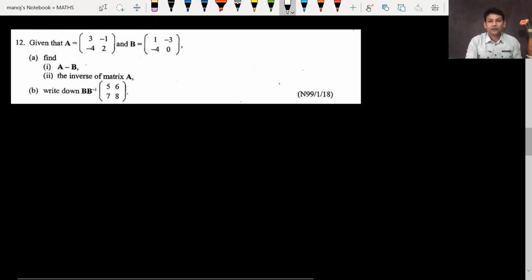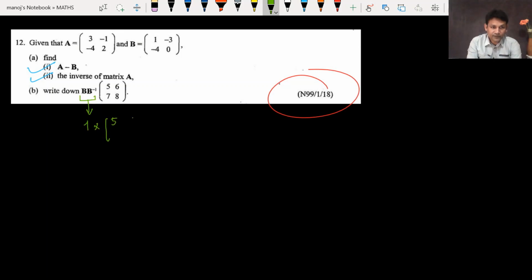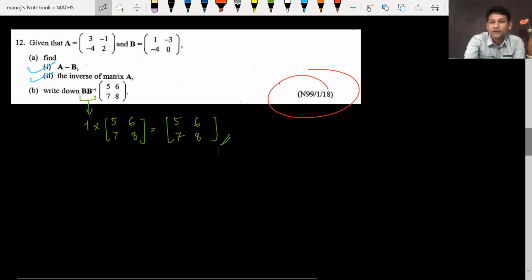Again, I have selected very old questions for good practice. Given that A and B are given, find A minus B inverse of matrix. I think so. There is no problem. You can do these two parts. Okay. Again, please be careful. B multiplied by B inverse is what? 1. And when you multiply with 5, 6, 7, 8, your result will be again what? 5, 6, 7, 8, and that's your answer. Okay. I think I should move to the next part.